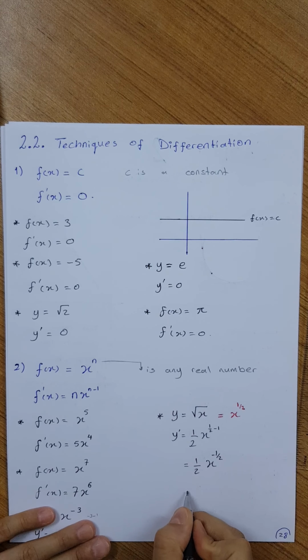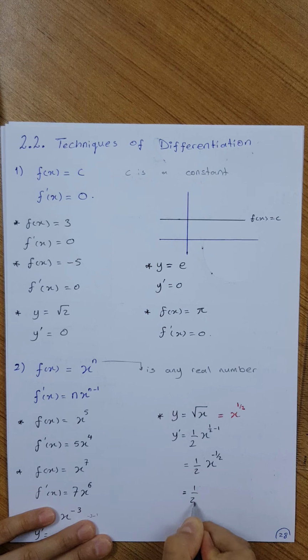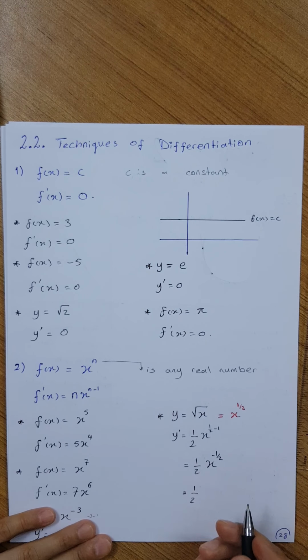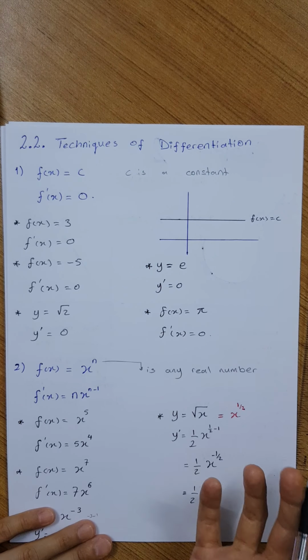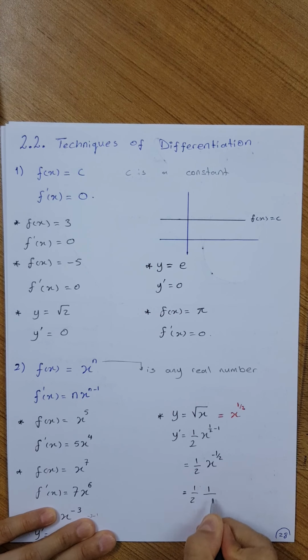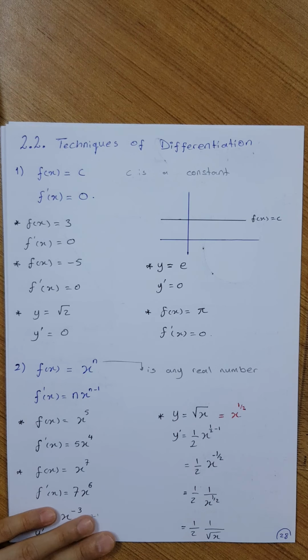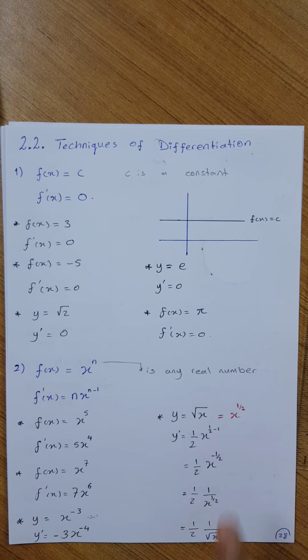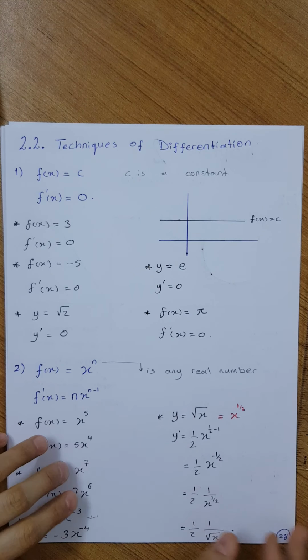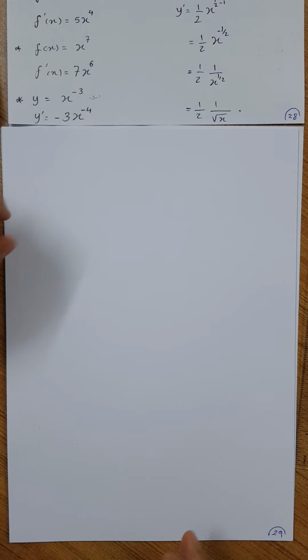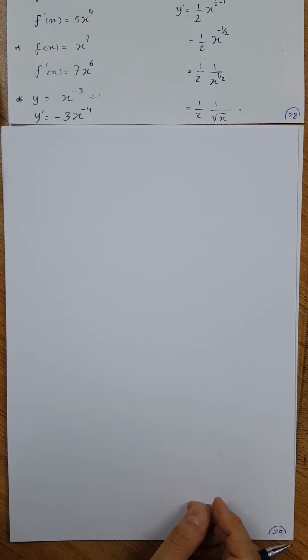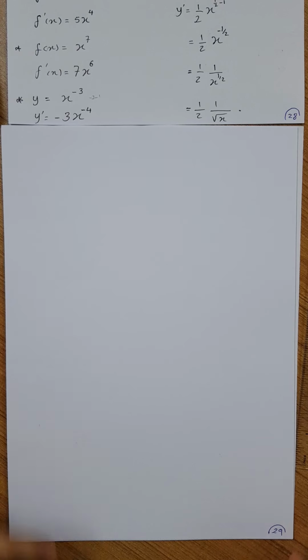So how can I write this one in a simple form? That would be 1 over 2. If I have a negative power, what will happen to the term that I have? It will become upside down. So that would be 1 over x to the power of 1 over 2. 1 over 2 power is what again? It's the square root of x. So that is the simplest form of x to the power of 1 over 2, or we can say root of x. That was the power rule. You can have many more examples if you want, but I think that would be enough.